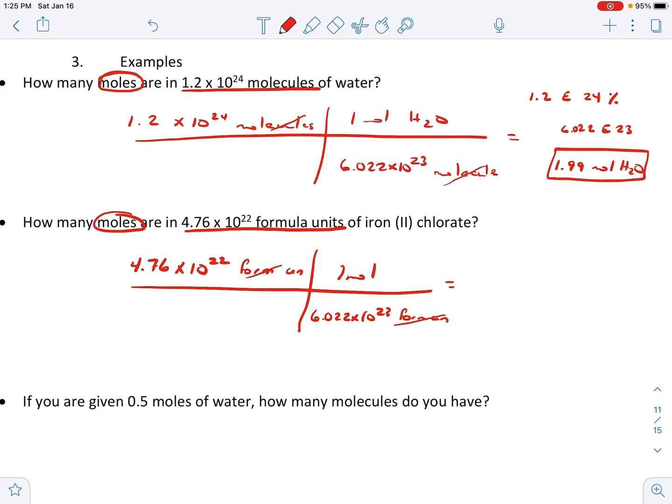All right. And again, typing it in, following along, we got 4.76. Then we're going to hit E, not times, not anything like that. 22. Then you're going to hit divide. 6.022 E 23. And the answer you should get here should be less than 1. The answer you should get is 0.079. All right, and that's moles.